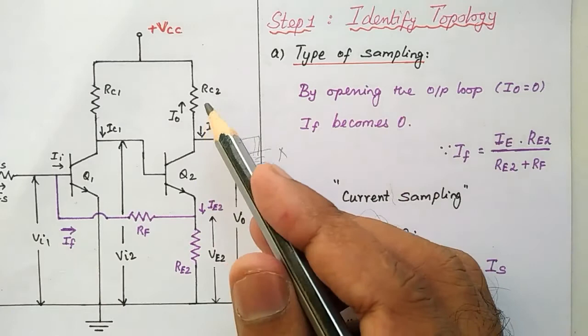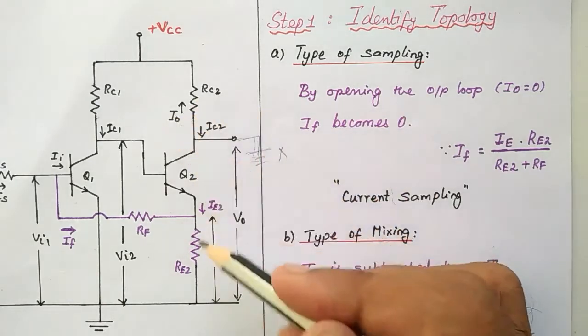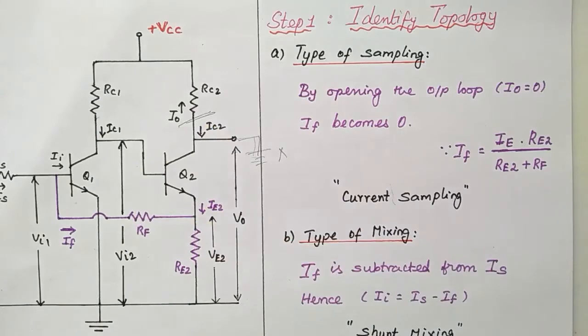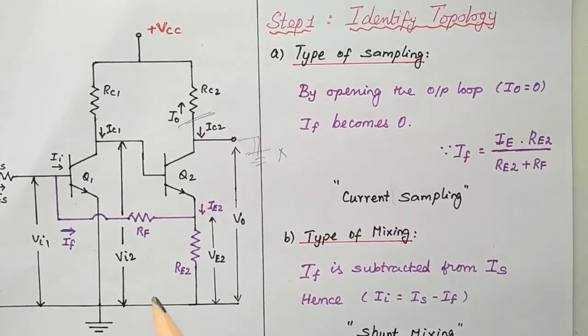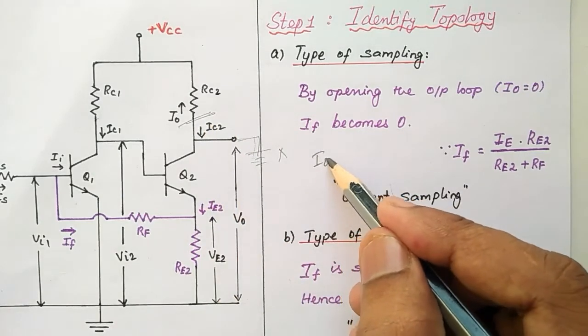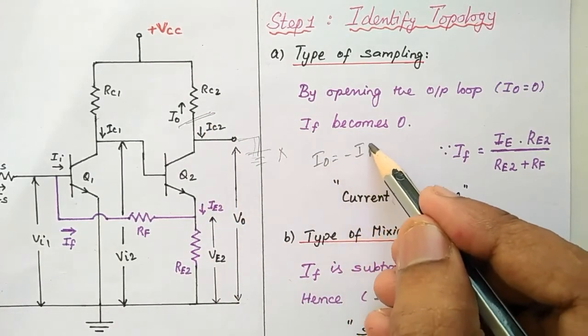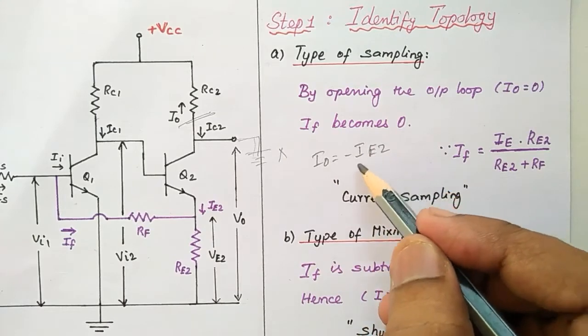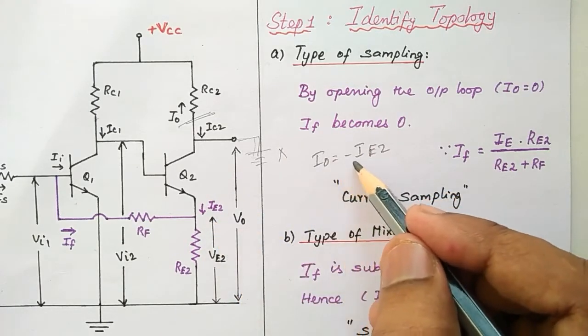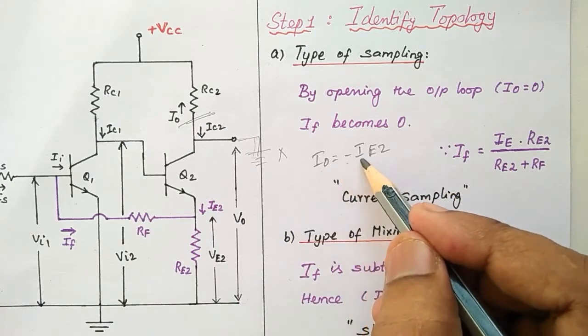So here we have an output circuit. I am going to break this loop, the output loop. Hence, I0 becomes 0. What is I0? I0 is equal to minus IE2. The emitter current is opposite to I0. Hence, we write I0 is equal to minus IE2.